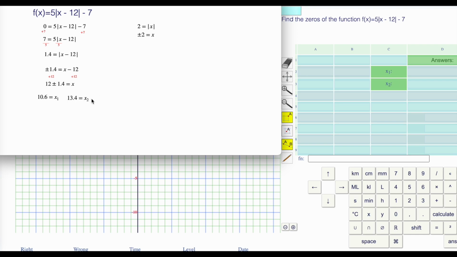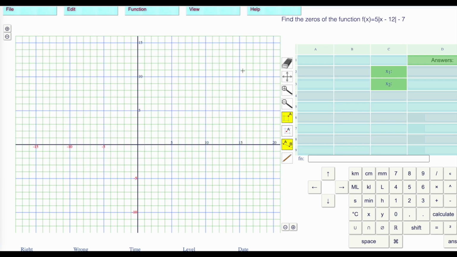These are the zeros. Let's have a look at what this looks like. Our vertex is positive 12, negative 7, which is right about here, and it's opening upwards. Let's go and find those values. I'm going to put in positive 12, which is the x value of the vertex, in 5 times the absolute value of that x value minus 12, close the absolute value bracket, minus 7. If I press calculate, we get minus 7. So that's our vertex, 12, minus 7.